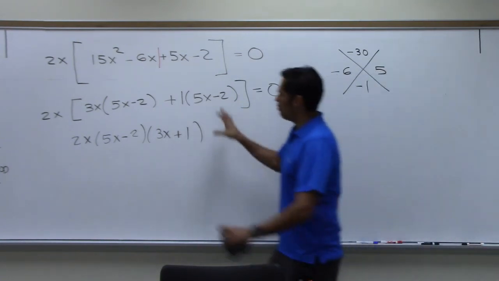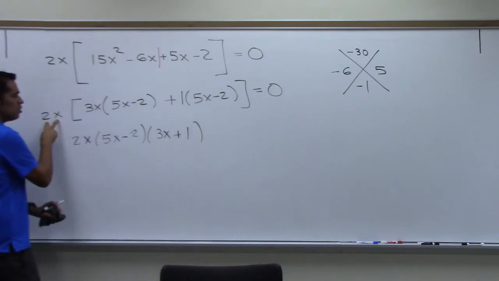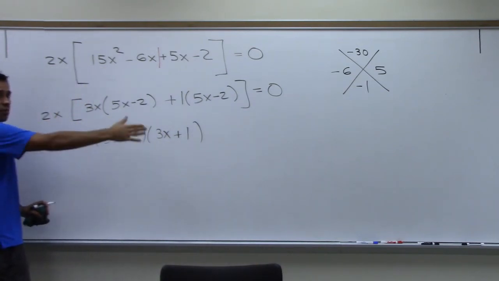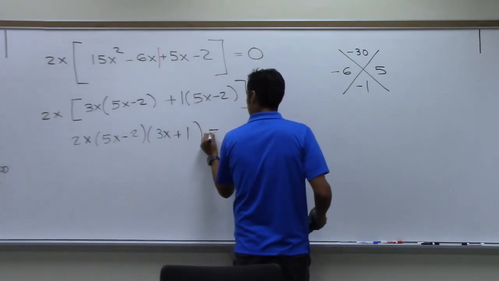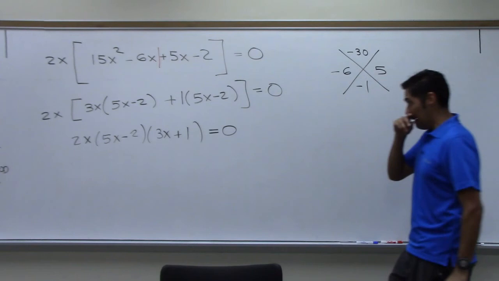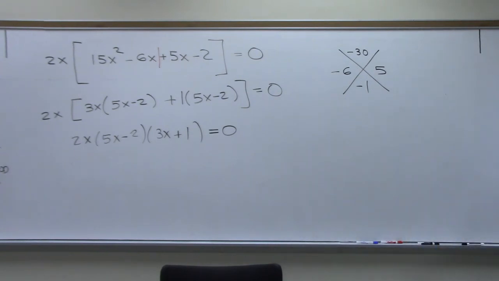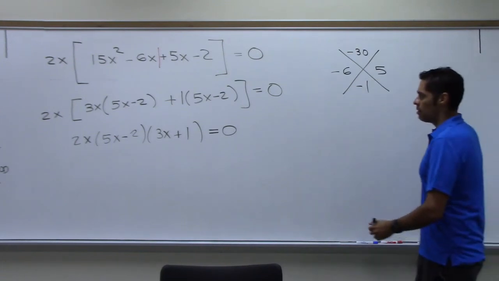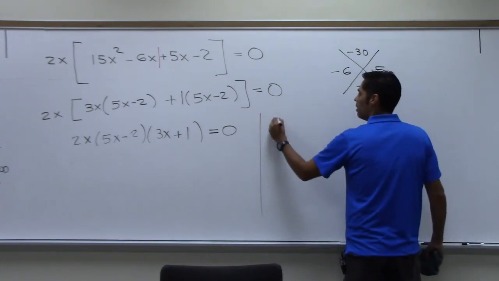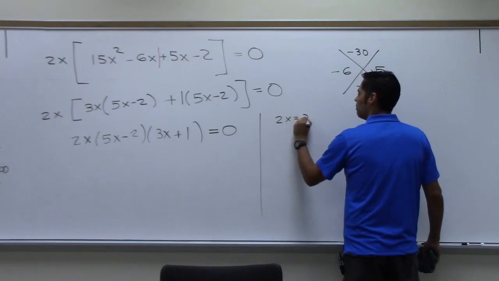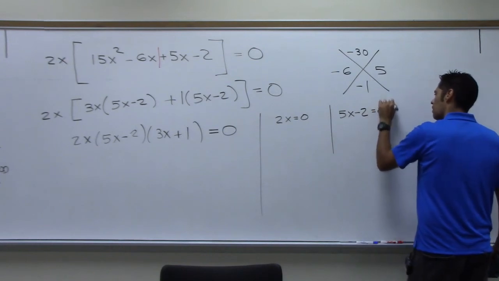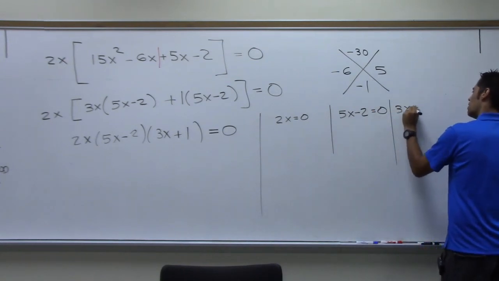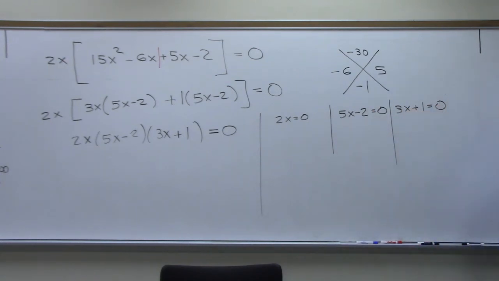All right, so we rewrote this as this, and then remember we had the 2x out here. I got rid of the brackets because it's all multiplication now. And so, there we go. Now set each of those equal to 0, right? There's 3 things being multiplied, so I'm going to have 3 equations here. Here they are. 2x must equal 0. 5x minus 2 must equal 0. And 3x plus 1 must equal 0. Those are my 3 equations.